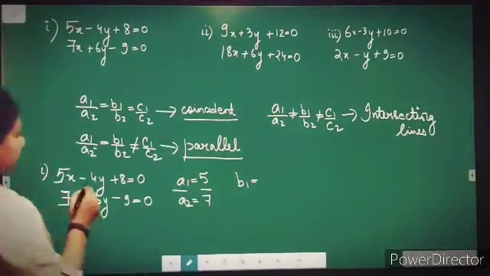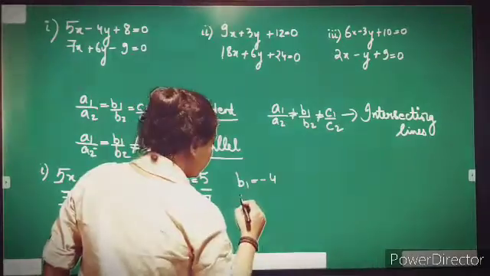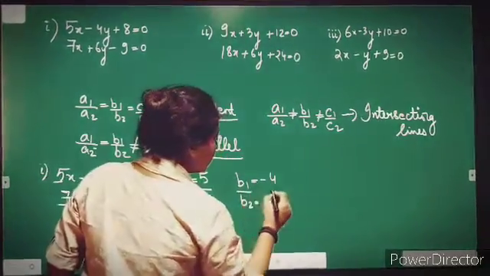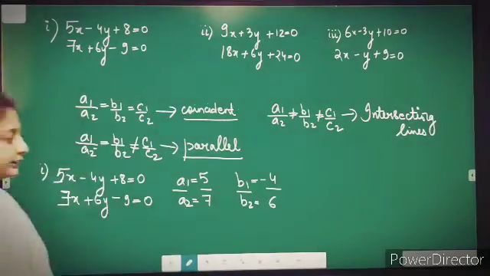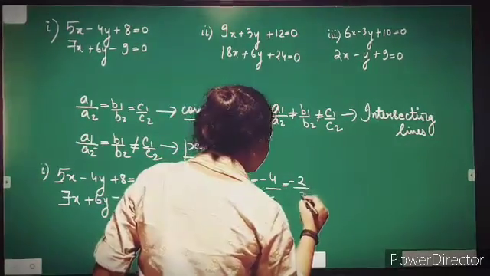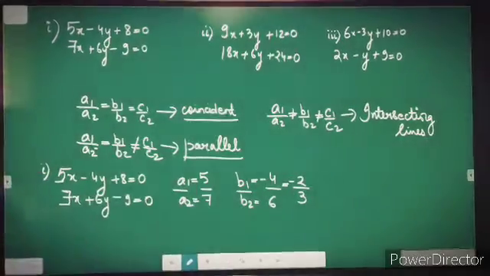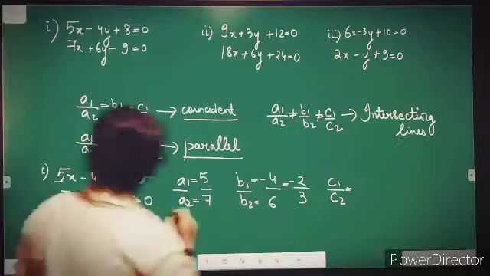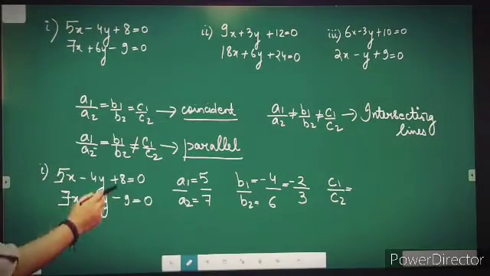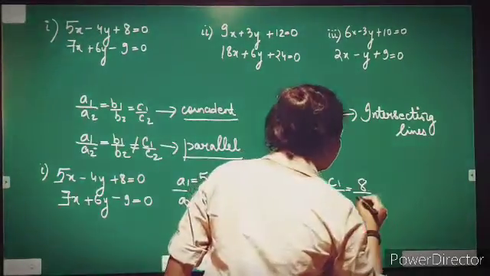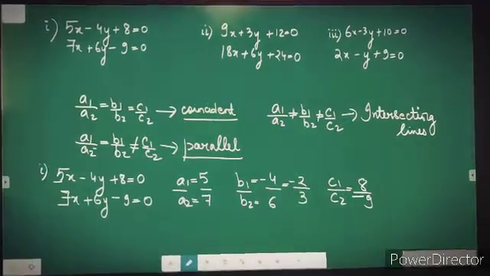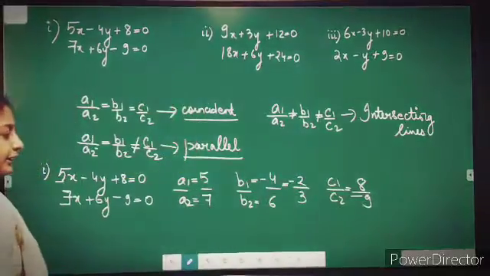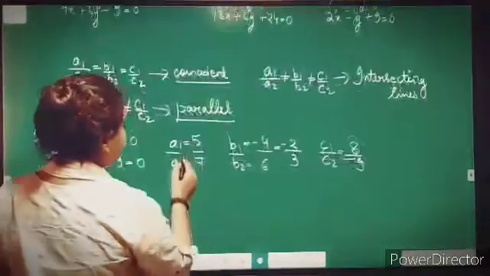b1, here b1 is minus 4, and b2 here we have plus 6. So b1 by b2 will be equal to minus 4 by 6, or we can write this as minus 2 by 3. We can cancel this and write it as minus 2 by 3. c1 by c2: c1 is 8 and c2 is minus 9. So 8 upon minus 9. Here you can see 5 by 7, minus 2 by 3, 8 by minus 9. Here all the ratios are distinct.